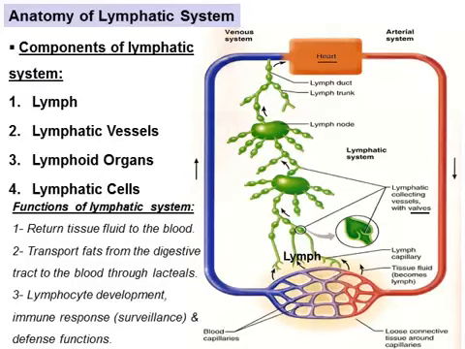The lymphocytes develop in the lymphatic system organs, and at these lymphoid organs, the immune response is created, which acts as a surveillance or a watch or monitoring of the condition of the body to find if there is any non-self material or foreign organism. Then it will create the defense mechanisms. So these are the functions of the lymphatic system.